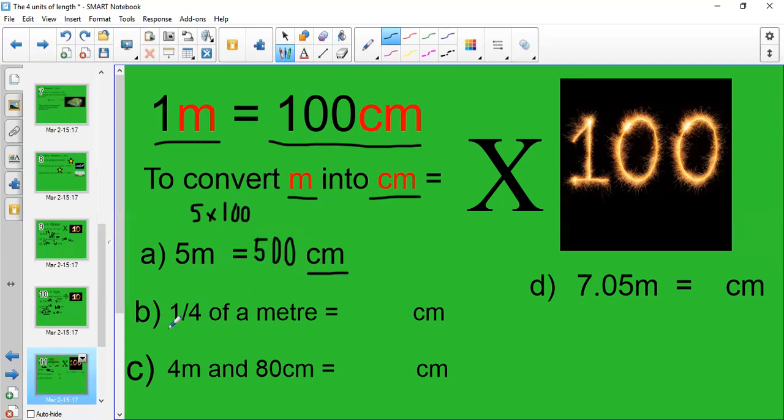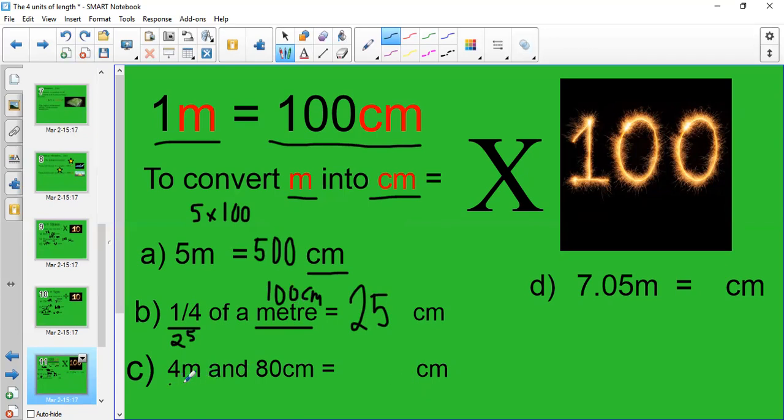What happens if the question asks you for a quarter of a meter? Well, if we know a meter is equal to 100 centimeters, all you're being asked to do is find a quarter of 100. And because we've looked at fractions and percentages, we know that a quarter of 100, how many 4s go into 100? It would be 25. Because 25 add 25 add 25 add 25 is 100. So a quarter of a meter is the same as saying 25 centimeters. So I hope that makes sense.